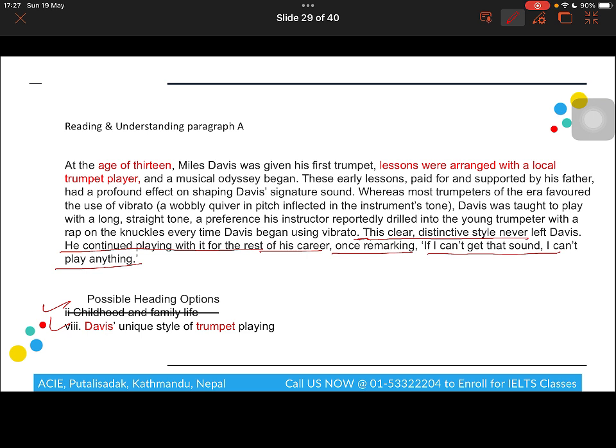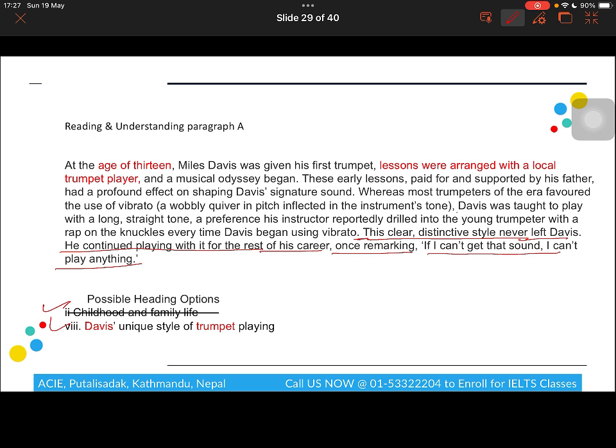So reading the first few lines and last few lines, we do realize: is it about his childhood and family life, or is it about Davis's unique style of trumpet playing? The first few lines do make us feel like it's about his childhood and family life, but rather the entire objective of writing this paragraph is to show how Davis got his unique style of trumpet playing, right?